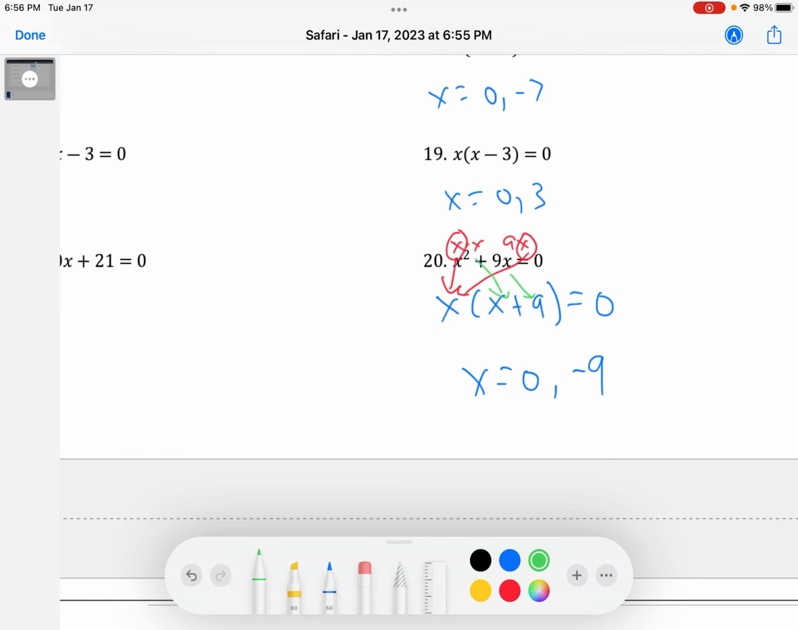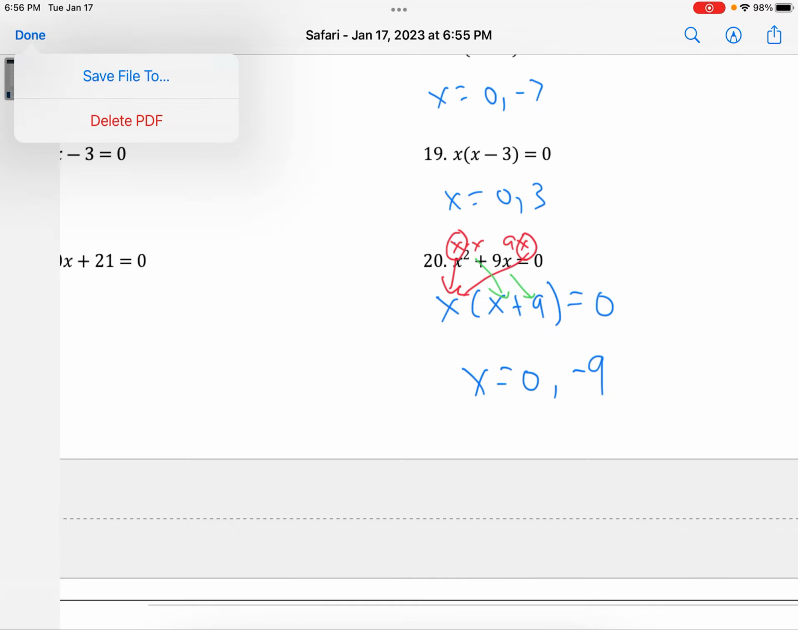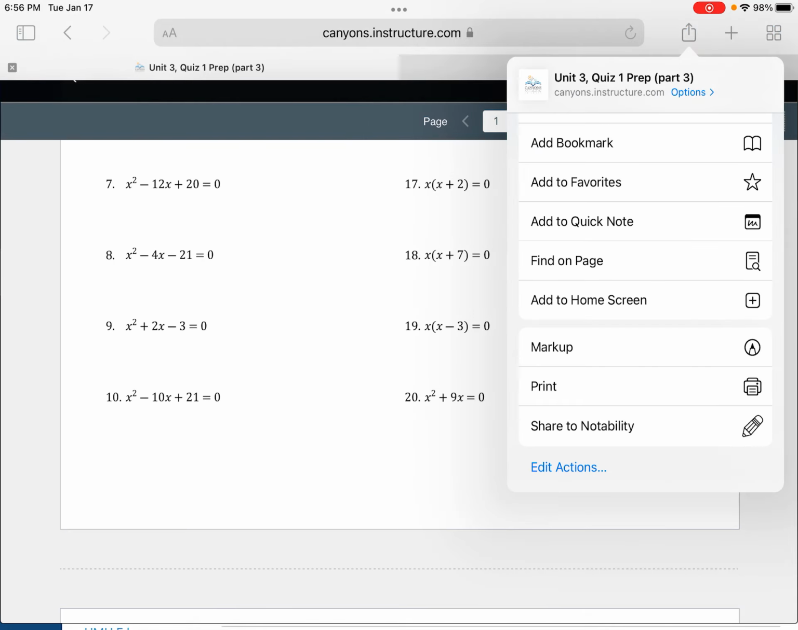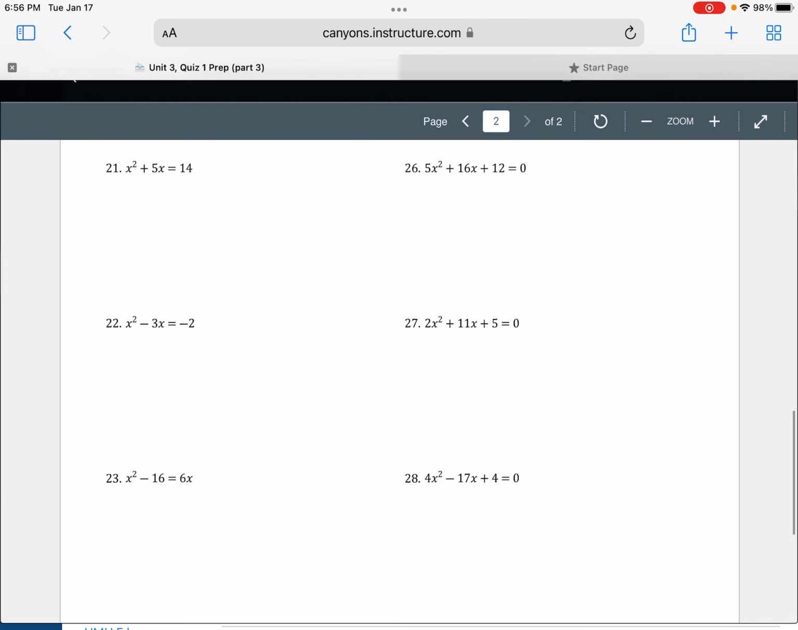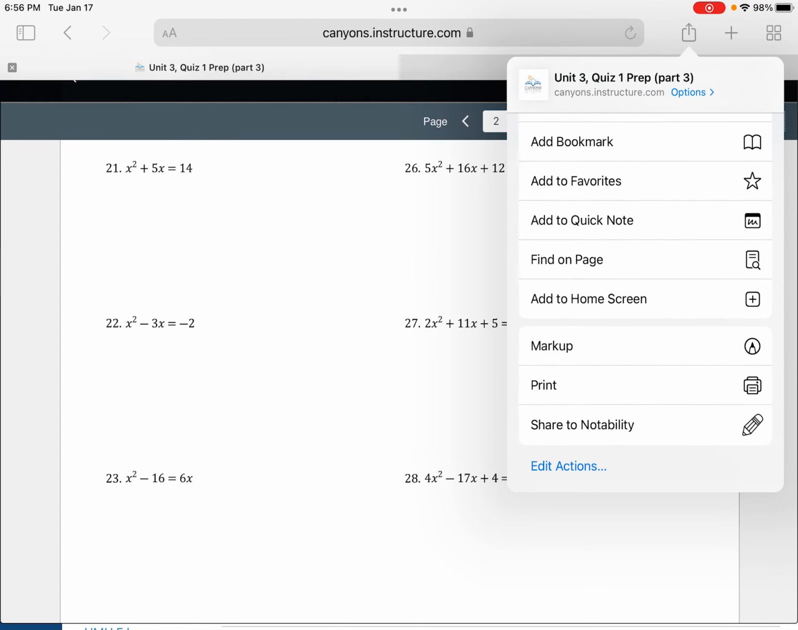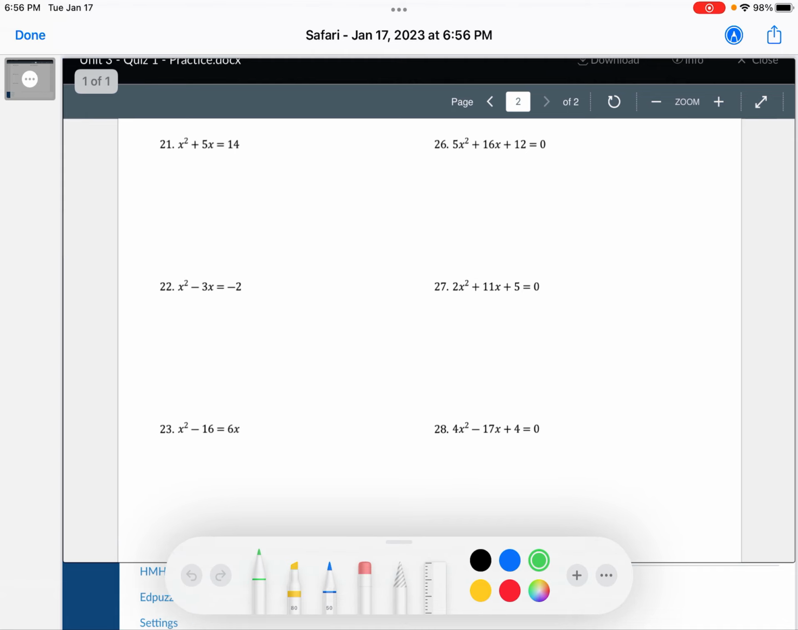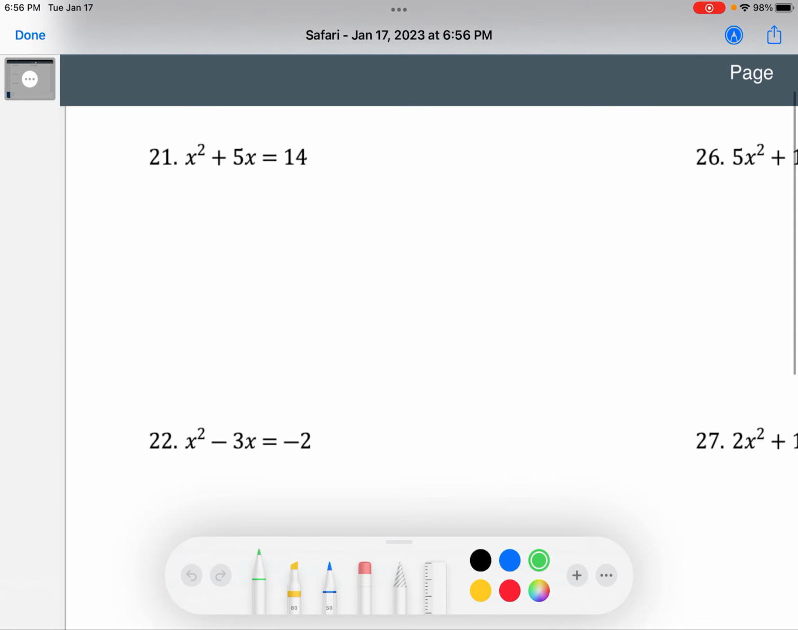Okay, let's go and attack the back page of this here. So on these, let me just mark this up again. On this one, you have an x squared term, you've got an x term, and you have a constant. So if you've got all three of those things, an x squared, an x term, and a constant, you have two options. Number one is to factor. Number two is the quadratic formula.